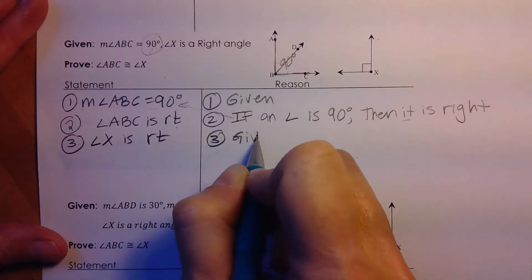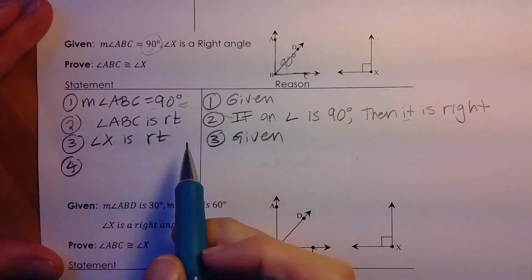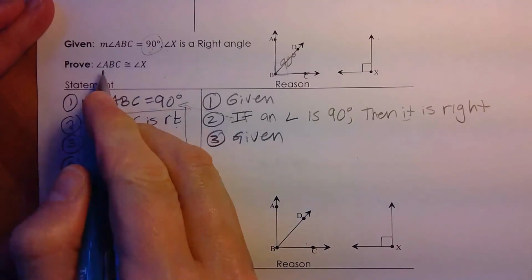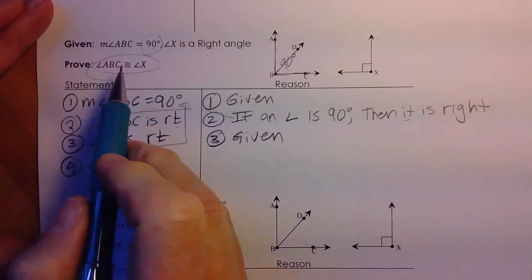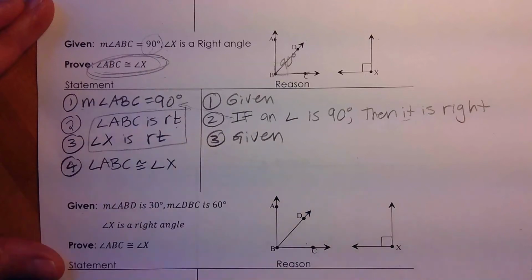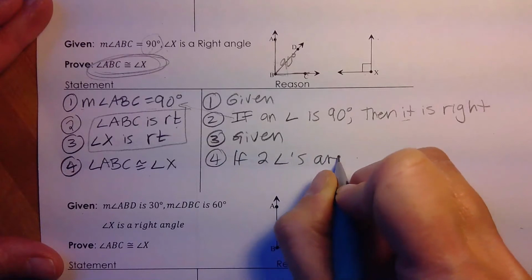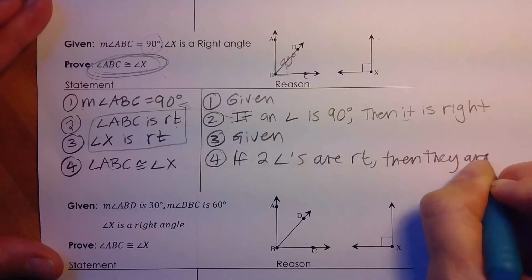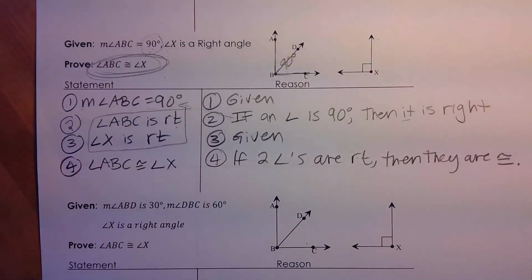You can put all your givens on the first step, or you can use them as you need them. So now I've established that these two angles are both right, so I can say that they are congruent to each other, right? That's what we were trying to prove. Also on a two-column proof, just remember the very last step is always supposed to be what you're trying to prove. If two angles are right, then they are congruent. Okay, that could have been a three-step proof if you put all the givens together.